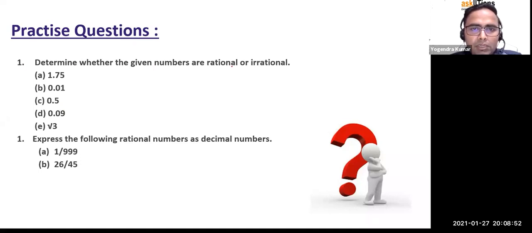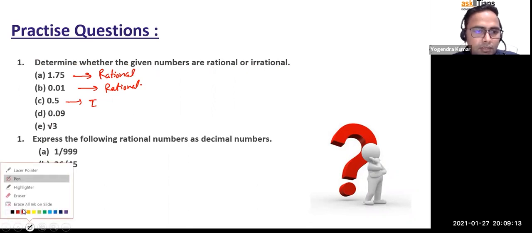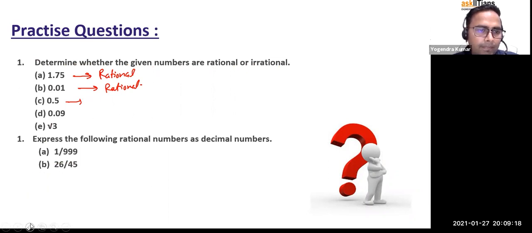Determine whether the given numbers are rational or irrational. So this number is what? Clearly it is rational. Why? Because it is a terminating decimal form. This is also rational. This is, my bad, it is rational again. Let me use the symbol R only for rational numbers, and for irrational I'll be using IR. So it is rational. This is rational.